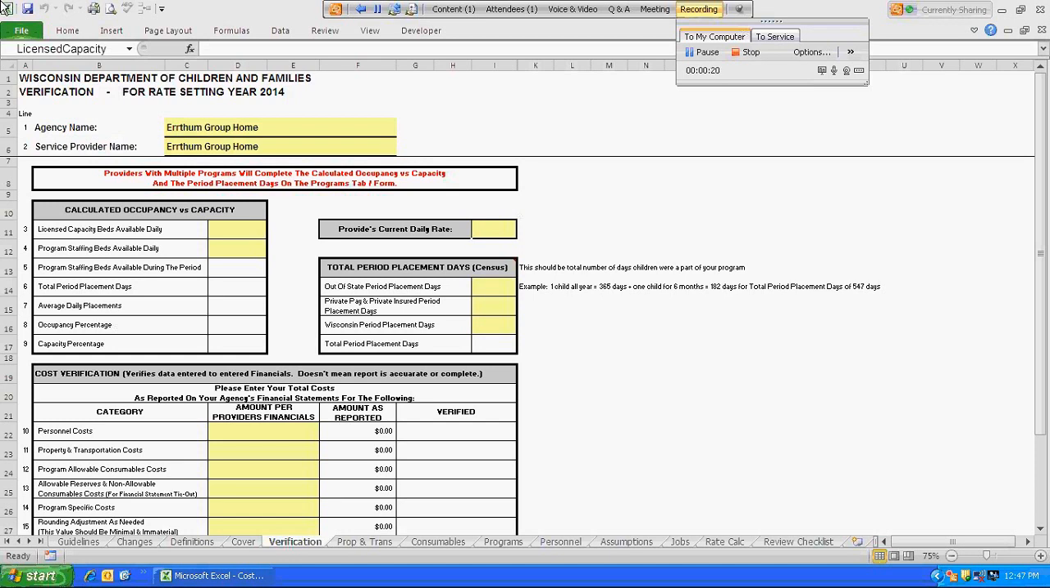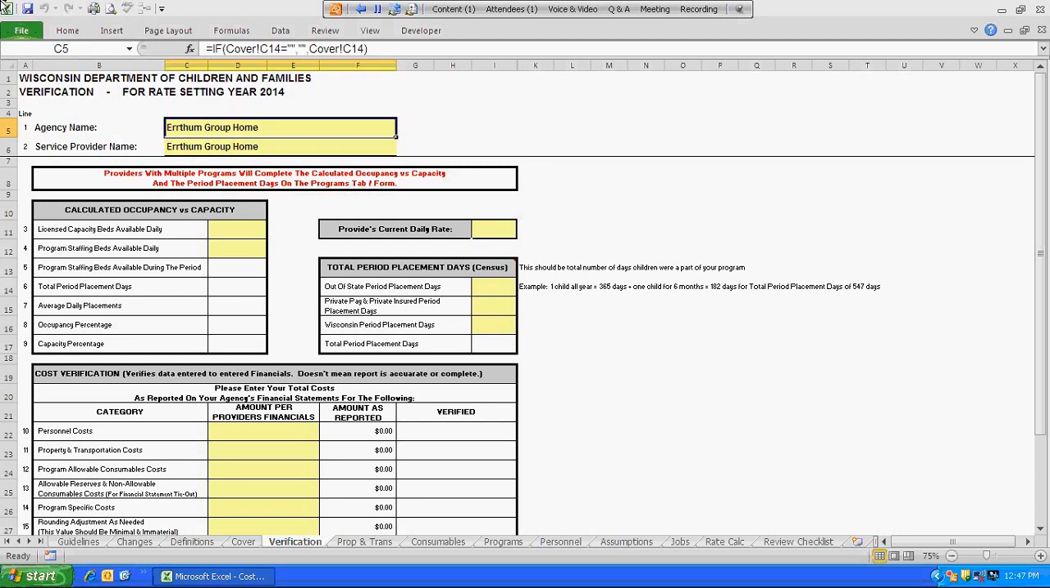As you can see on the verification tab, first of all, you're going to have the agency name and the service provider name. Those will be carried forward from what was entered on the cover tab. The rest of the yellow fields, the highlighted yellow cells, will need to be completed by the providers. The first thing we're going to look at here is licensed capacity beds as well as program staff beds.